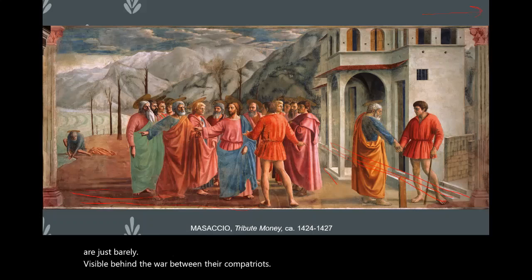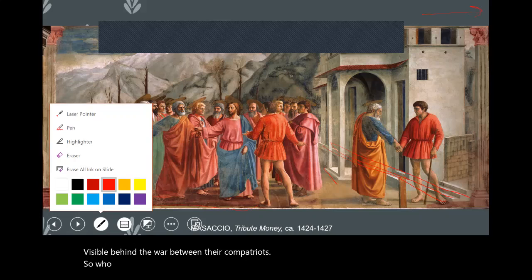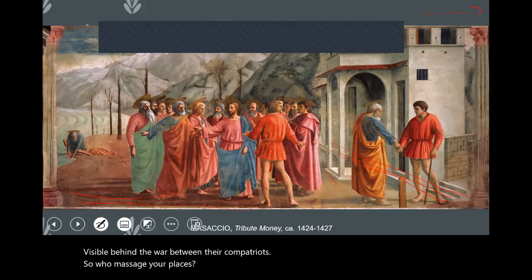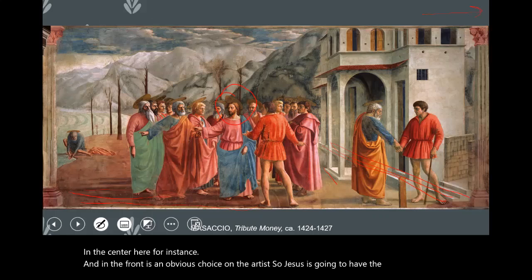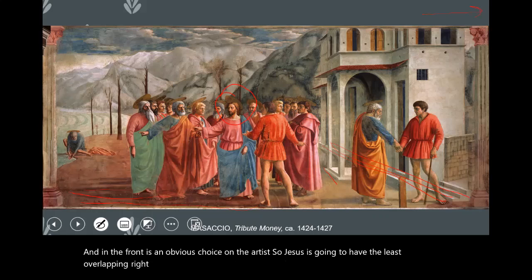So who Masaccio places in the center here, for instance, and in the front is an obvious choice on the artist. So Jesus is going to have the least overlapping, right? Second is Peter. The tax collector does play an important role, but he's dressed differently and has his back turned to us.